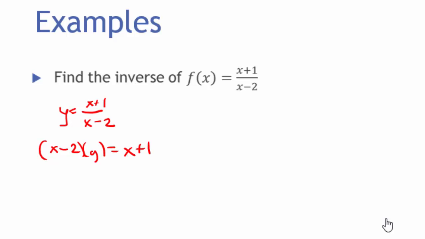Now, I'm going to go ahead and do my distributive property over here. I've got xy minus 2y equals x plus 1. Now this one's going to provide me with a little bit of a challenge, because if you notice, I have two x's in this equation, meaning that I have an x that shows up in two different terms.